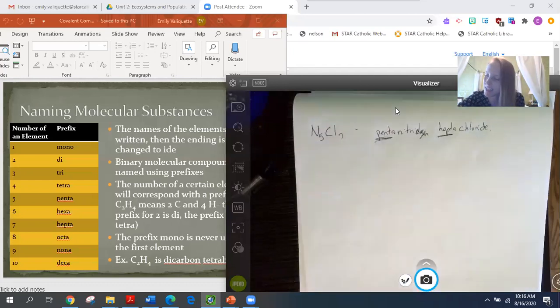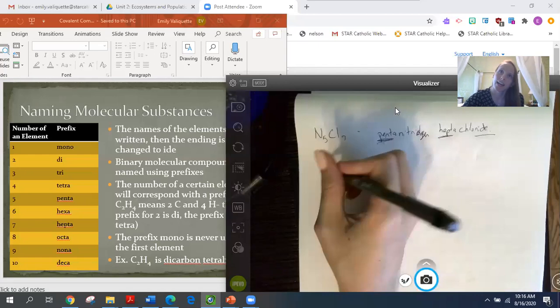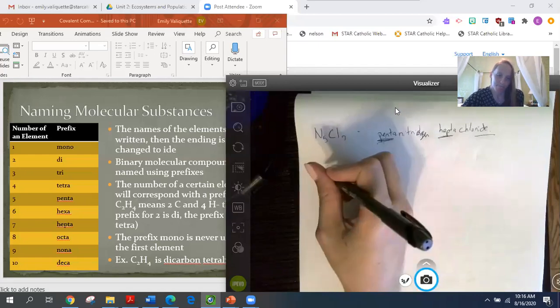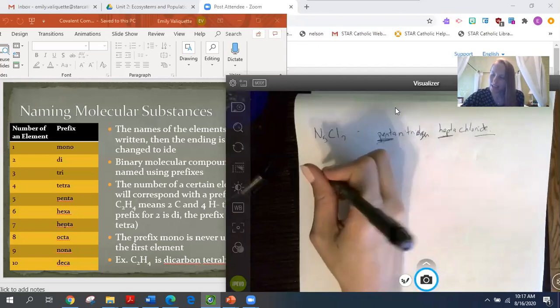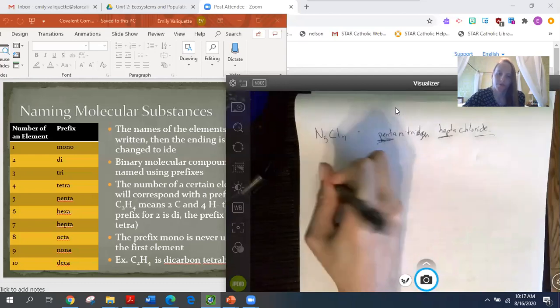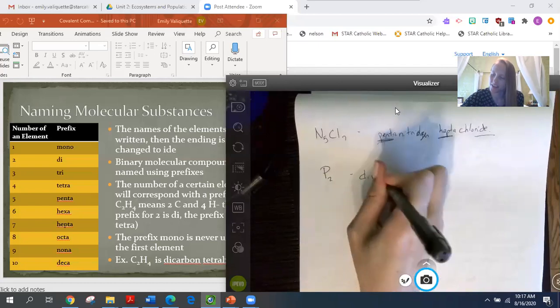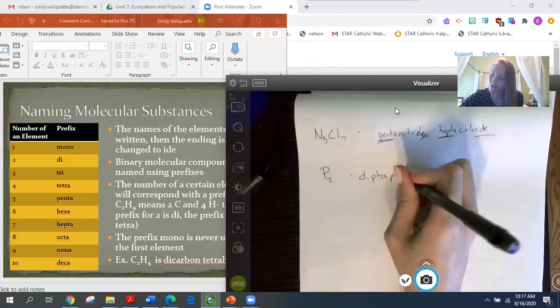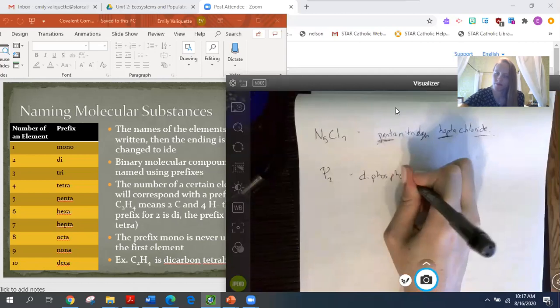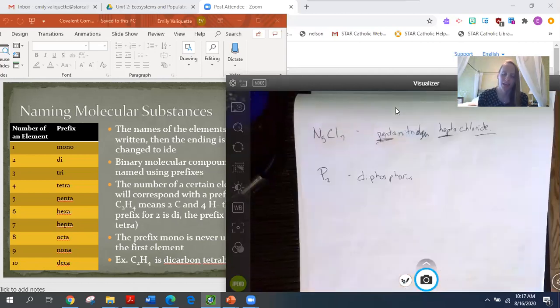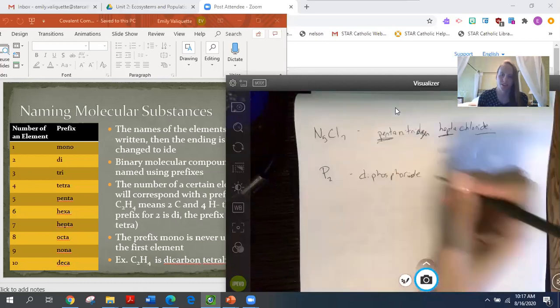Okay, and don't forget, just like with ionic compounds, we do change the ending to IDE. If you had something like, let's say P2, that would be diphosphorus. And then because we always change that into IDE, diphosphide.